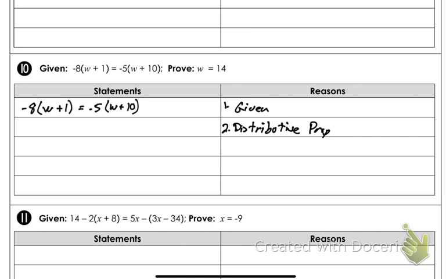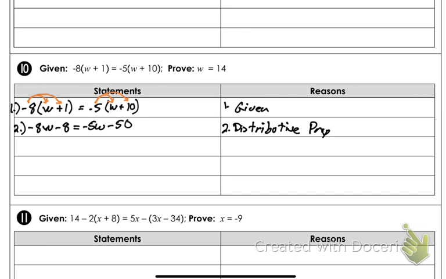For the distributive property, remember distributive property is just multiplying. So my second step should be distributing that -8 to that w, which would give me a -8w. Then we have a -8 times a 1, which would be giving me -8, equals a -5 times w, which would be a -5w. And then we'll have a -5 times 10, which would give me a -50.